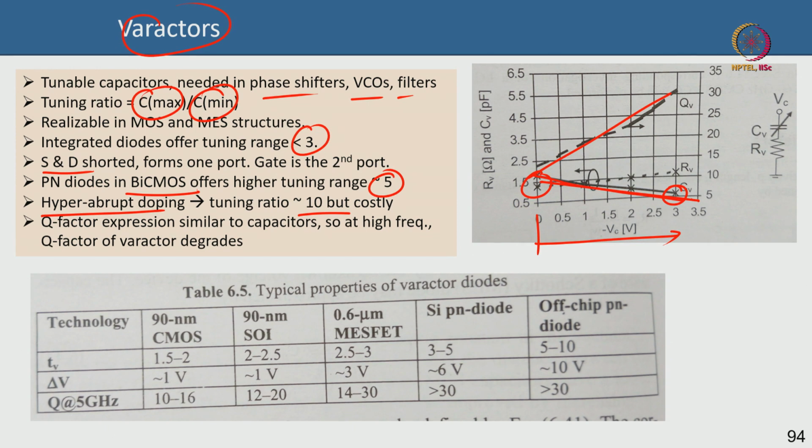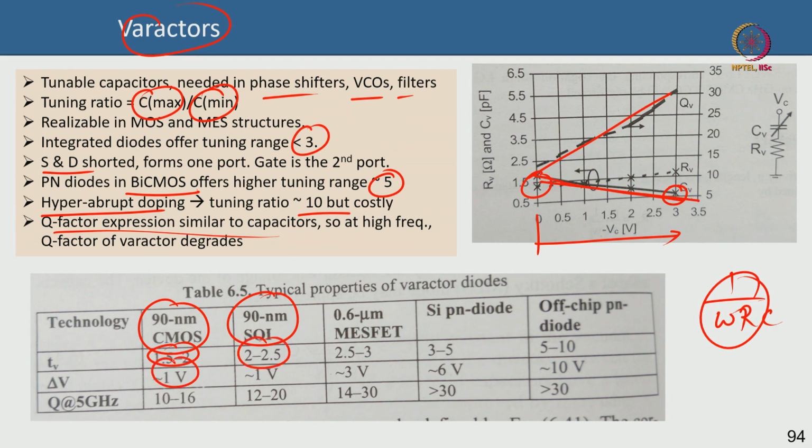The varactor has a Q factor very similar to a capacitor, which is 1 by omega RC. So, with higher frequencies the Q factor of a varactor will also degrade very rapidly. So, for instance, at 90 nanometer CMOS and 90 nanometer SOI process, the tuning ratio in CMOS is 1.5 to 2, but in SOI it's 2 to 2.5, slightly better. The range over which you tune is around 1 volt, and the Q factor is 10 to 16, 12 to 20, slightly better in RF SOI. This is the Q factor at 5 gigahertz. Always remember that.